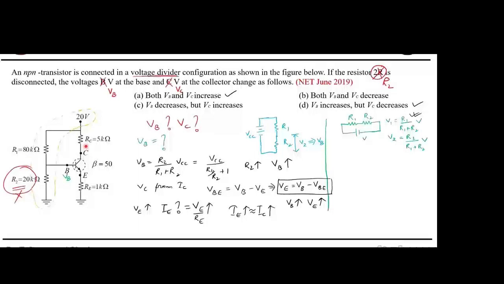Option D. No, option D, right? VB is increasing, right? VB is increasing, and because of this, VC is decreasing. Okay.